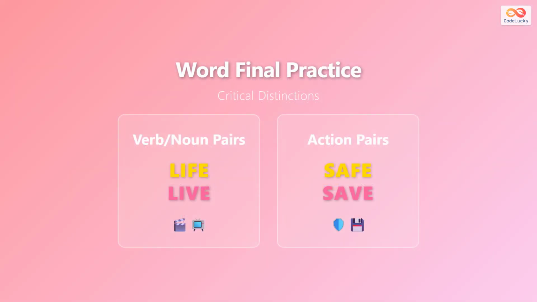The words life and live demonstrate a critical distinction in English. Life, ending with the unvoiced F sound, is a noun meaning existence. Live, ending with the voiced V sound, can be a verb meaning to reside or to be alive. Similarly, safe ending with F is an adjective meaning protected, while save ending with V is a verb meaning to keep or protect. Understanding these distinctions helps you not only pronounce correctly, but also understand the different meanings and parts of speech. This is crucial for English learners.